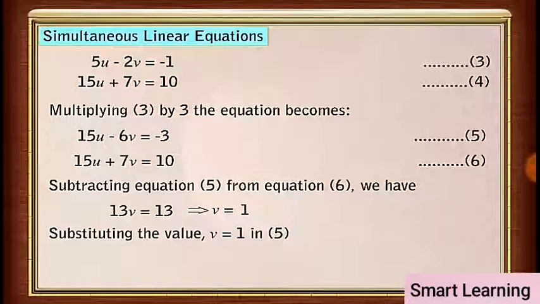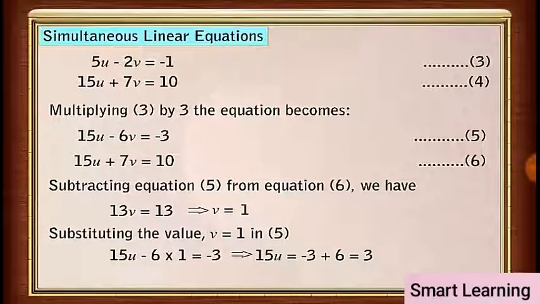Substituting the value of v is equal to 1 in fifth, we get 15u minus 6 into 1 is equal to minus 3. Taking minus 6 to the other side, this implies 15u is equal to minus 3 plus 6 is equal to 3. This implies, dividing both sides by 15, u is equal to 3 by 15 is equal to 1 by 5.